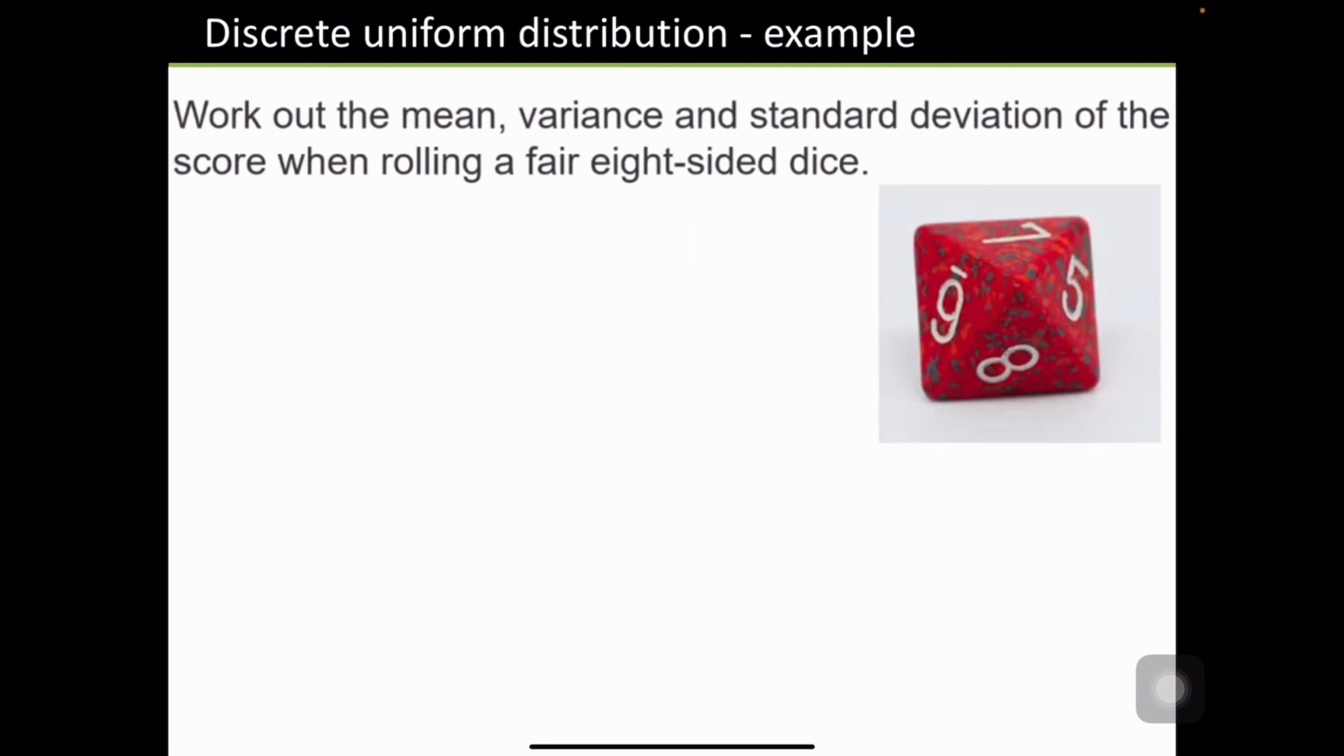Here we have an example. Work out the mean, variance, and standard deviation of the score when rolling a fair 8-sided dice. So this word fair tells us that the dice is uniformly distributed. So we have an 8-sided dice, so I can say n equals 8. So the probability of each of the outcomes will be 1/8.